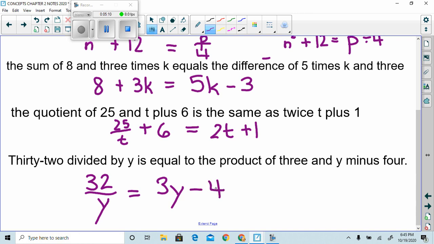So we did a whole series of translations today. Each one of them had some form of is equal to, equivalent to, so that we knew that we were creating mathematical sentences or equations and not expressions. We'll do more practice and then we'll move on to solving.